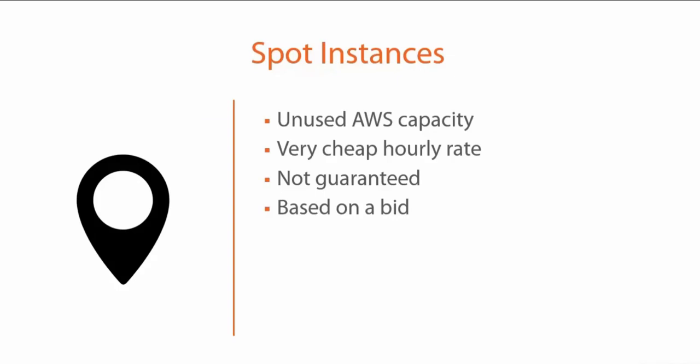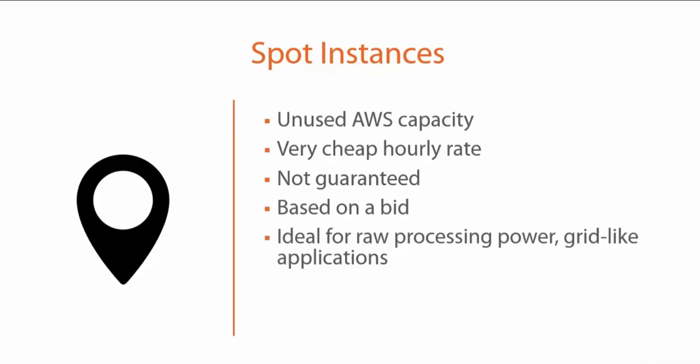Now, when I say there's no guarantee, it's because if someone comes in and outbids you and says, I'm going to pay 2 pennies for this instance, you are immediately kicked out of that instance and they are given access to it. Now you're probably thinking, why would I ever use that? Well, think about it. This would be ideal for raw processing power. This is grid-like applications. If you have applications that need to independently process something, this would be ideal for it.